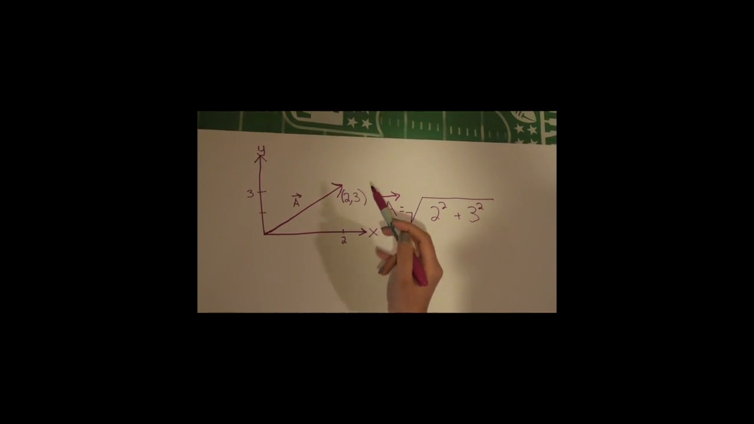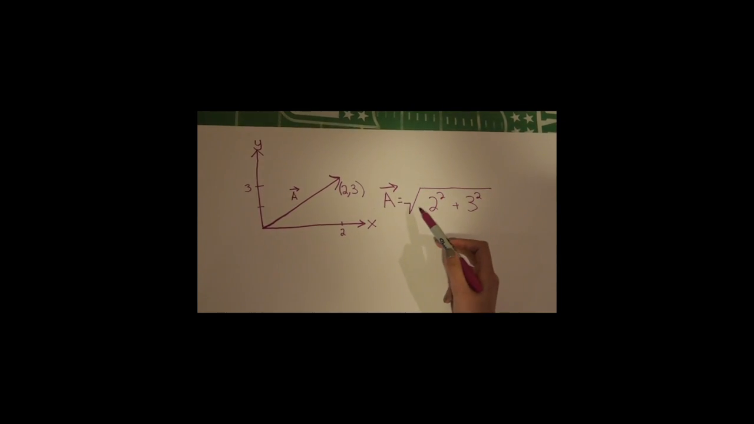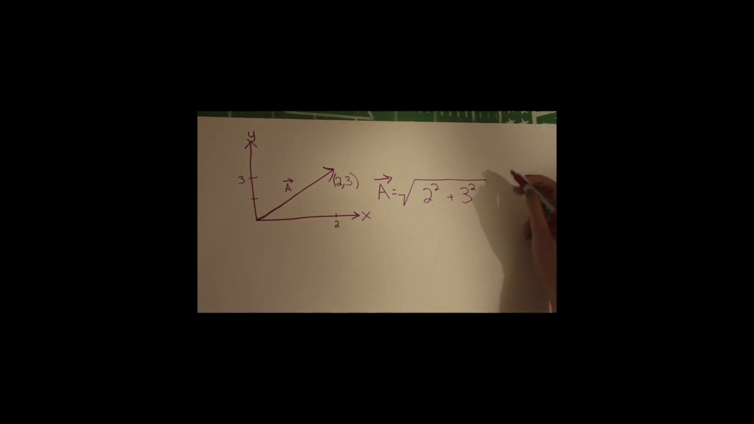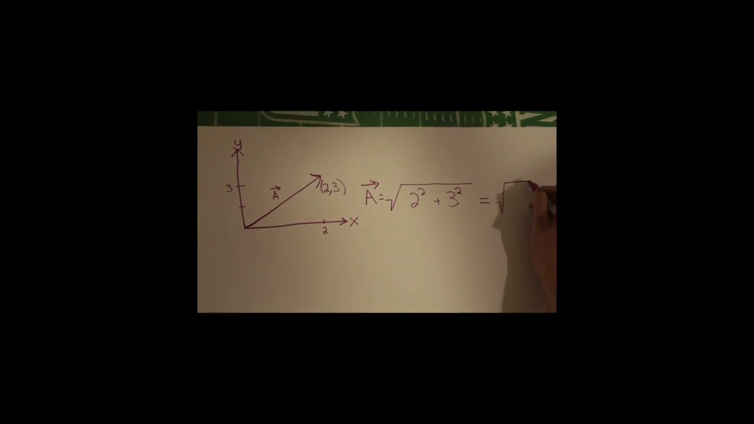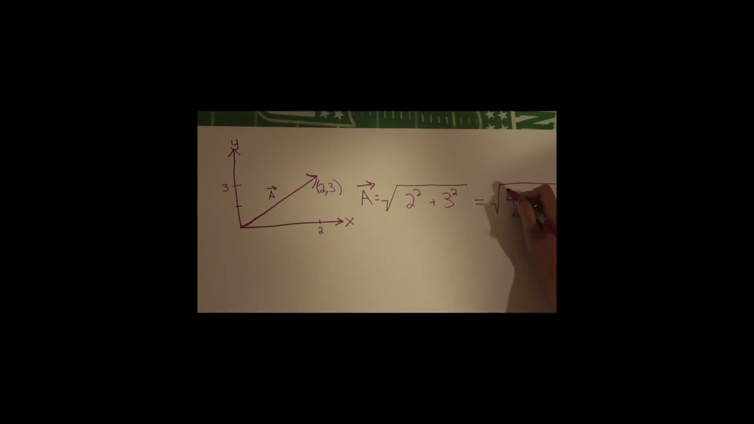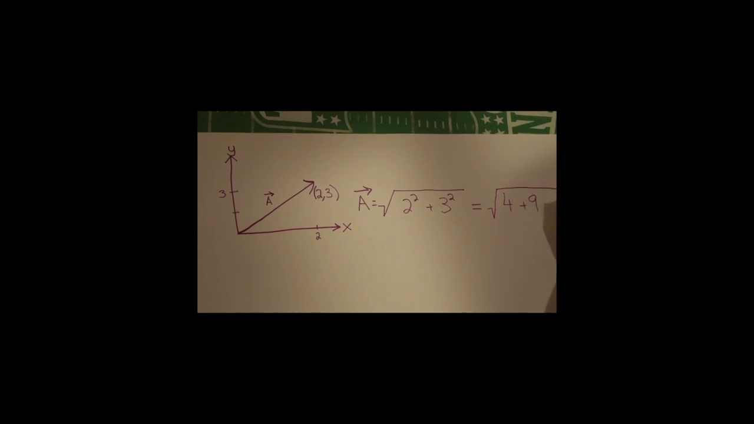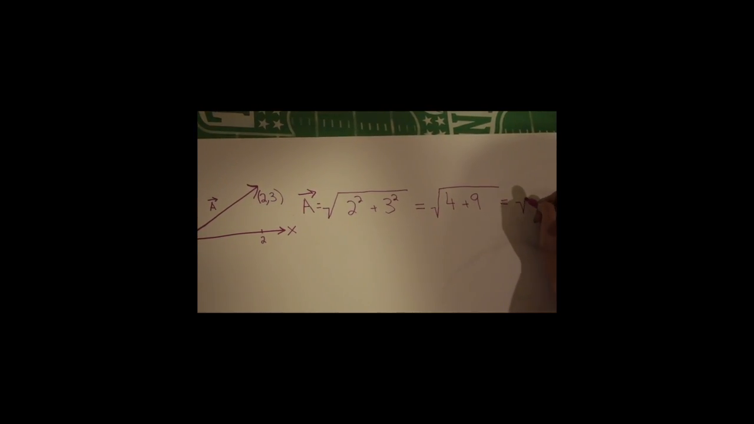Given vector A with points on the origin and a point at (2, 3), you can find the magnitude of this vector using the distance formula. The magnitude of this vector would be the square root of 13.